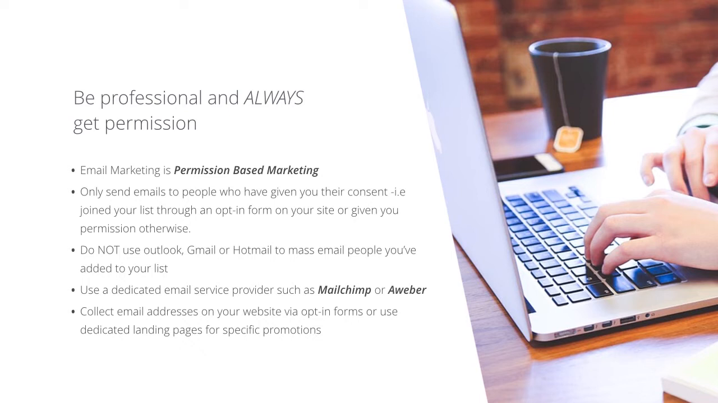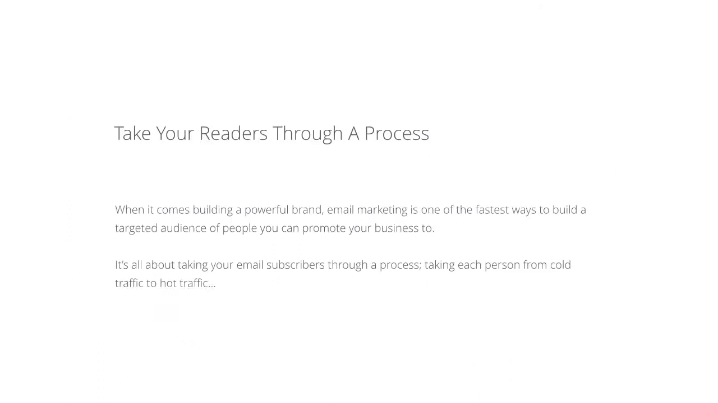A smart thing to do is to build your email list ethically and by using a dedicated email marketing service or autoresponder tool such as MailChimp or Aweber that can collect emails from people who visit your website or landing page through an opt-in form. So when someone signs up to your email list, they're giving you the green light to show them how your product or service can actually add value to their lives or solve a problem that they have.